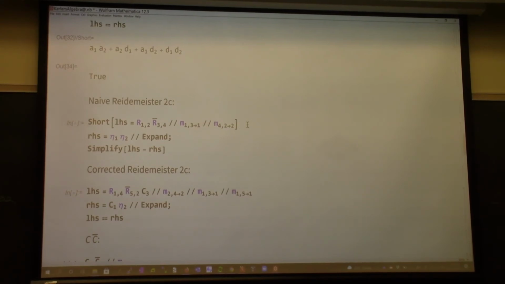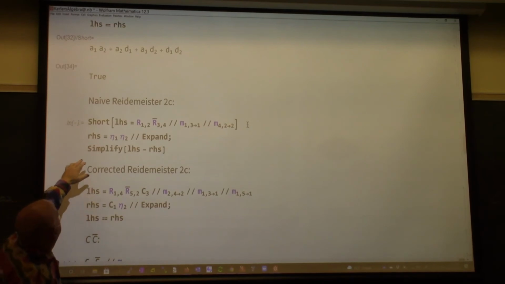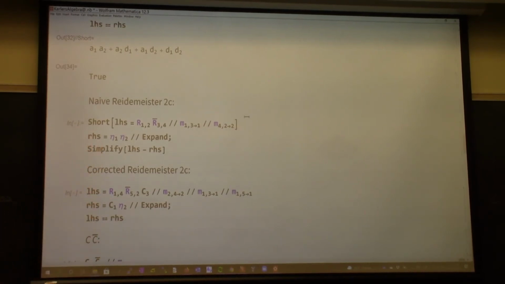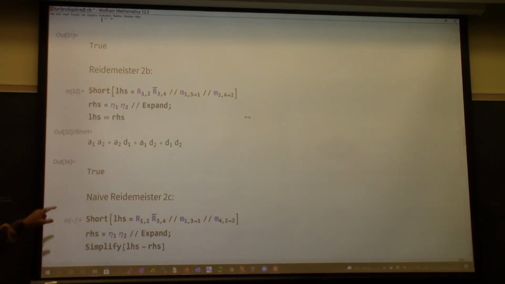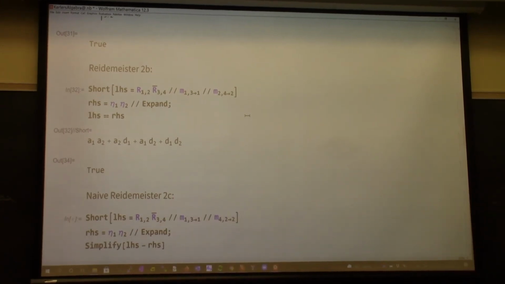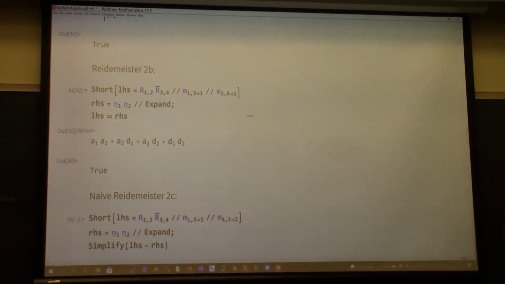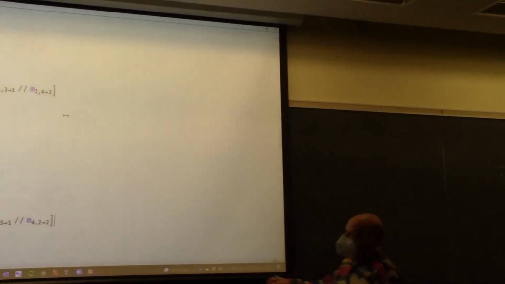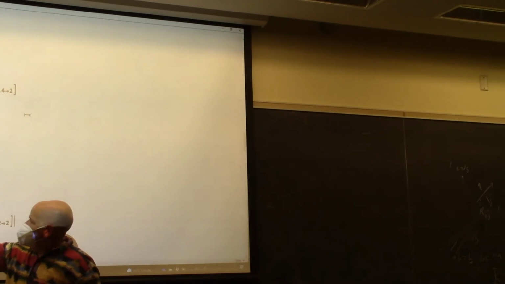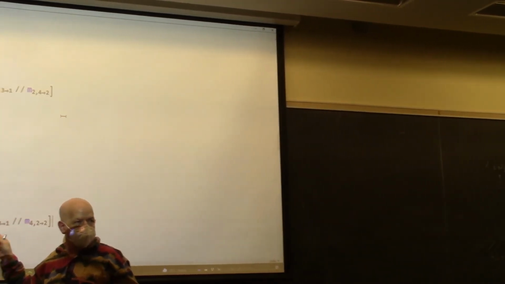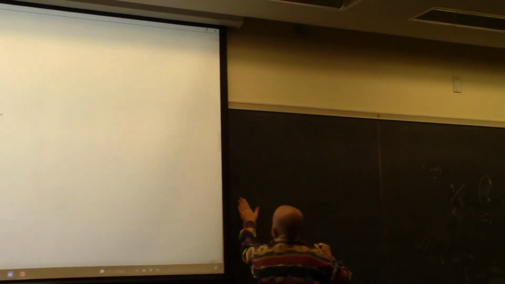But then the naive Reidemeister 2c. So let's try to understand what's written here, the thing called naive. Okay, here. So what am I doing here? I'm multiplying two R matrices, 1, 2, and 3, 4, and I'm multiplying them in a certain order. So let's see what it looks like.